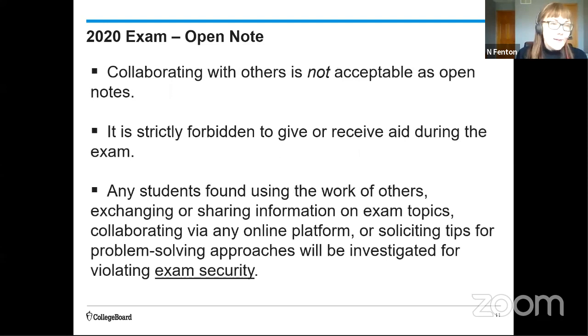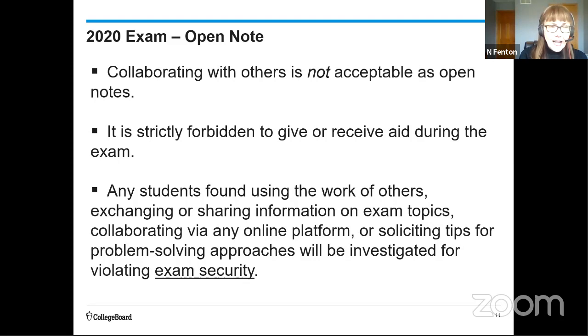Okay, this is what open note is not. Collaborating with others is not acceptable as an open note policy. You cannot give or receive aid during the exam, and the College Board is definitely monitoring this, and you will be investigated for exam security for violating these policies.